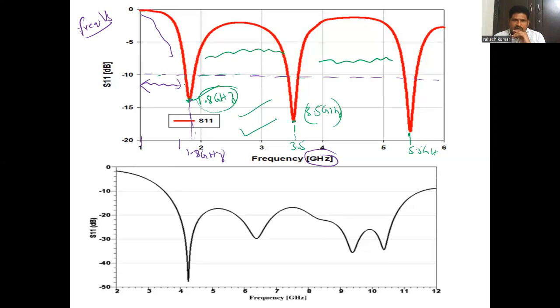Only here it is getting less than minus 10. So at these frequencies, the antenna doesn't operate. So based on this diagram, at what frequencies is this antenna supposed to operate? It is operating at 3 frequencies. The first one is 1.8 gigahertz. The second one is 3.5 gigahertz. And the third one is 5.5 gigahertz.